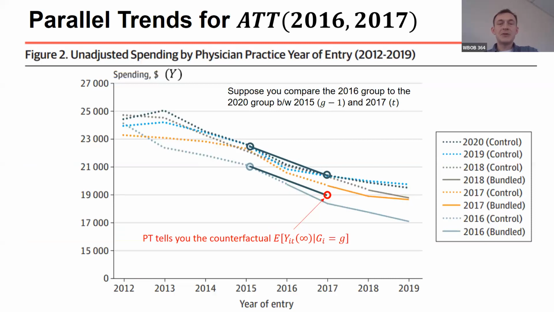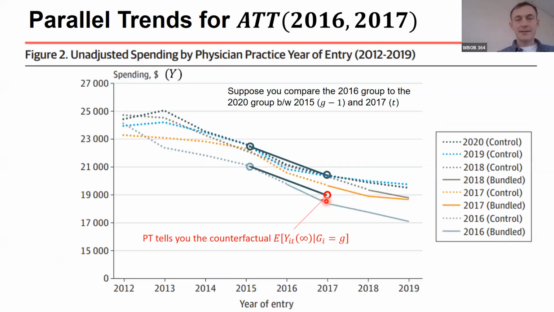So let's go back to this picture and suppose that we wanted to compare the 2016 group, that was our treatment group, to the 2020 group. Then that was just the controls that we happened to choose. And we wanted to get the treatment effect in the year 2017. Well, this is what we do. We take the change in outcomes of the 2020 practices between the years 2015 and 2017. That would be a change for our control group. That's what we think would have happened to the treated group had they instead been untreated. And so we would be saying, this is the counterfactual we think would have occurred.